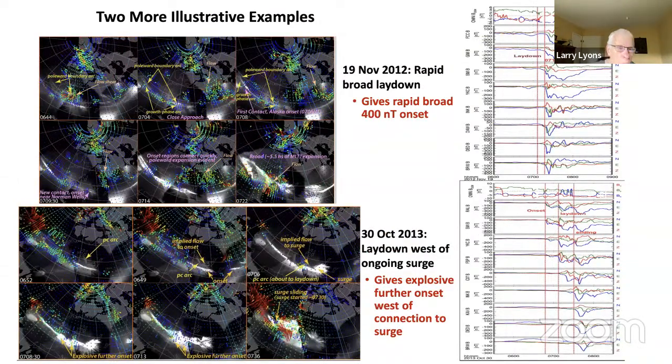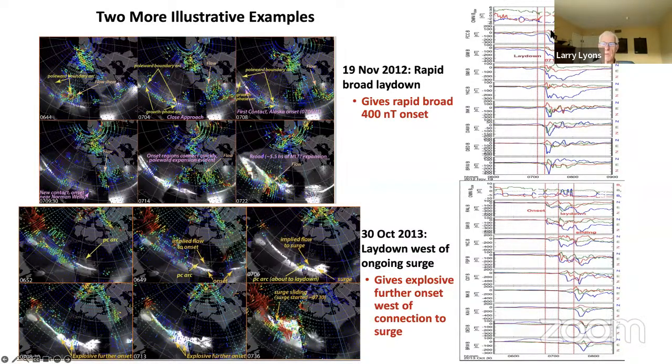Now, this is just a couple more examples of that kind of laydown event, which indicate the different kinds of things that can happen. Here we have a polar boundary arc that presumably started as a polar cap arc, but we don't have good observations to show it. But as it lays down, you get a contact over here, over Alaska, and another contact over here, and then over Canada, and the two merge together, and you get this really, really broad substorm expansion.